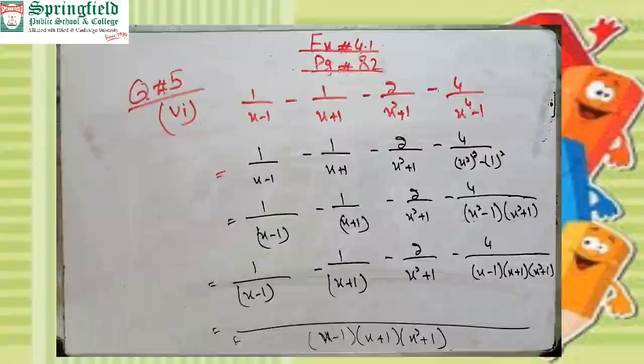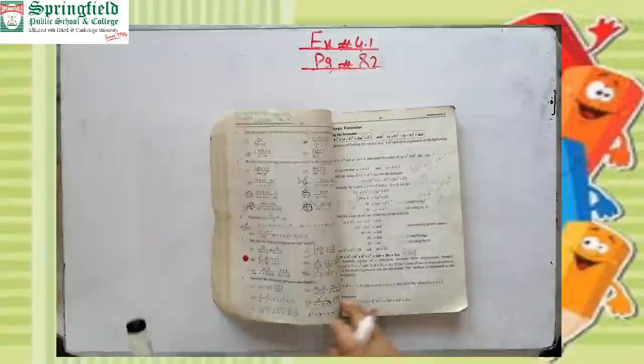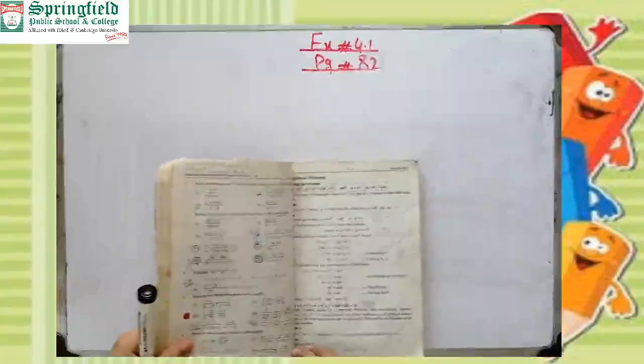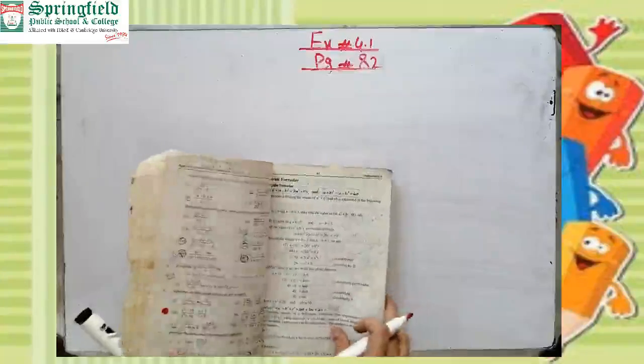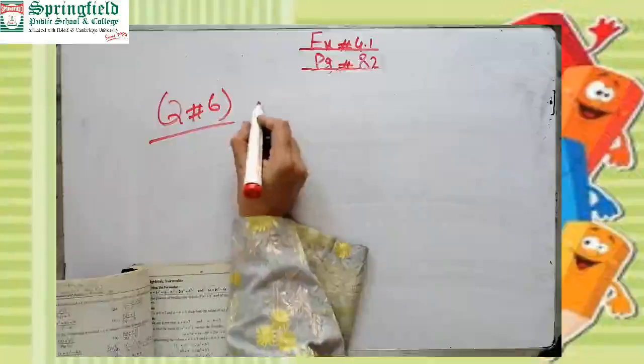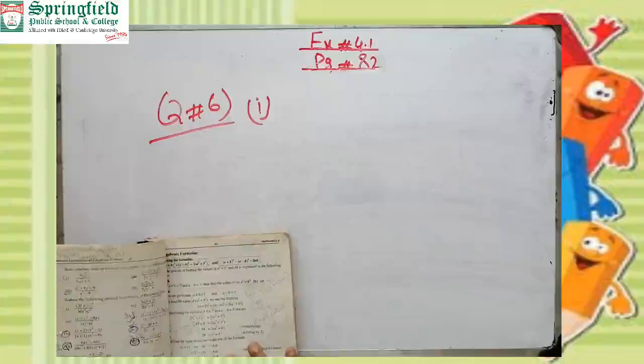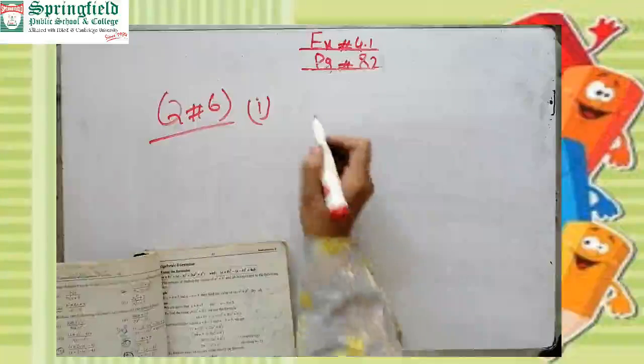Fine? Okay. Now come to the last question, question number 6, which is the last question of this assignment. Question 6 part 1. They are saying to simplify: perform the indicated operation and then simplify.